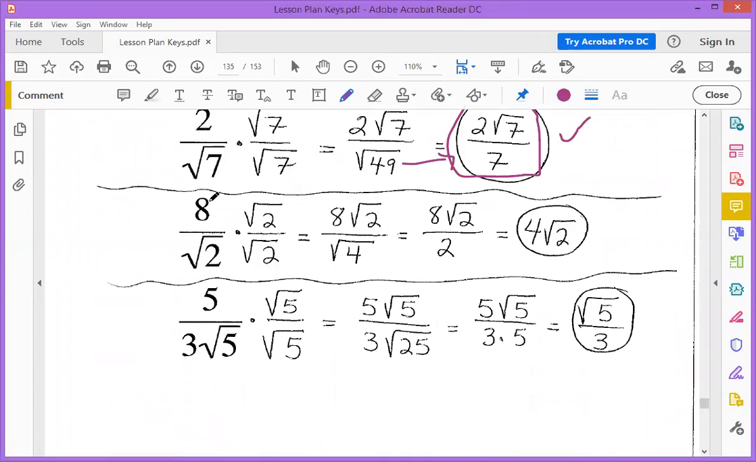In this next example, we have 8 divided by square root 2. Again, we've got to rationalize this denominator. So we're going to multiply the denominator and the numerator by the square root of 2. In the denominator, square root 2 times square root 2 gives you square root 4, and the square root of 4 is 2. In the numerator, however, 8 times square root 2 gives us 8 square root 2. So 8 square root 2, we would carry that over. Now, remember in the denominator, our square root of 4 gave us 2. So this 2 can be divided into the 8 to give us 4. That's our answer, 4 square root 2.